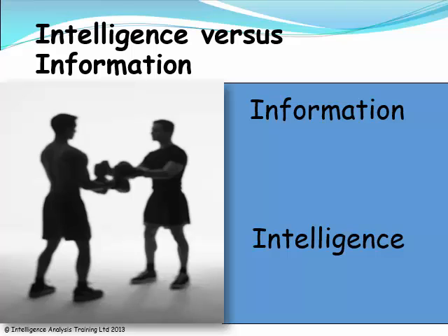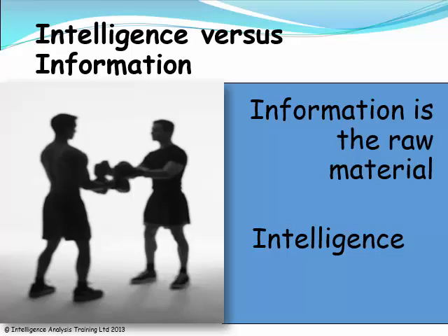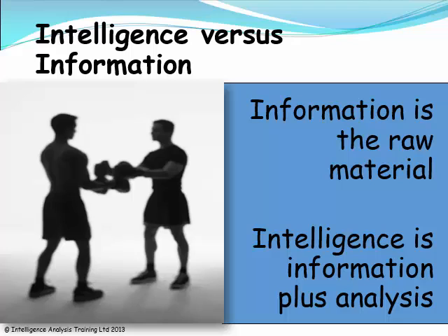In a nutshell, information is the raw material or data from any source. It may be accurate or inaccurate, true or false. It may be fragmentary or complete, ambiguous or clear. In contrast, intelligence can be considered to be information with a value-added attribute. This is assigned as a consequence of the information having undergone analytical processing, analysis being the key component of the intelligence cycle. Simply put, intelligence is information plus analysis.